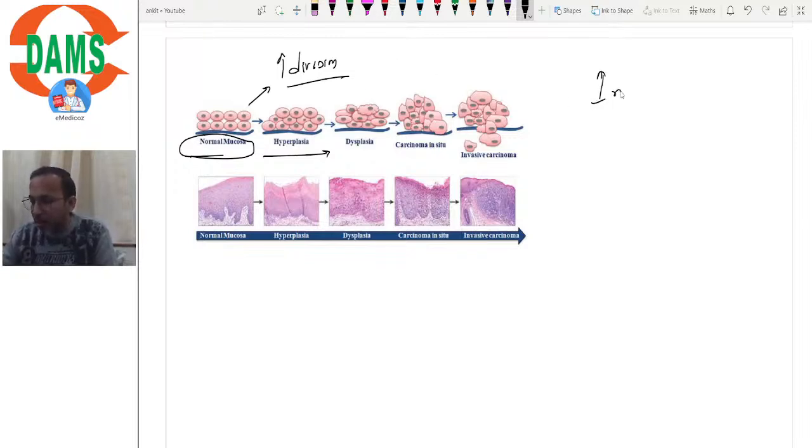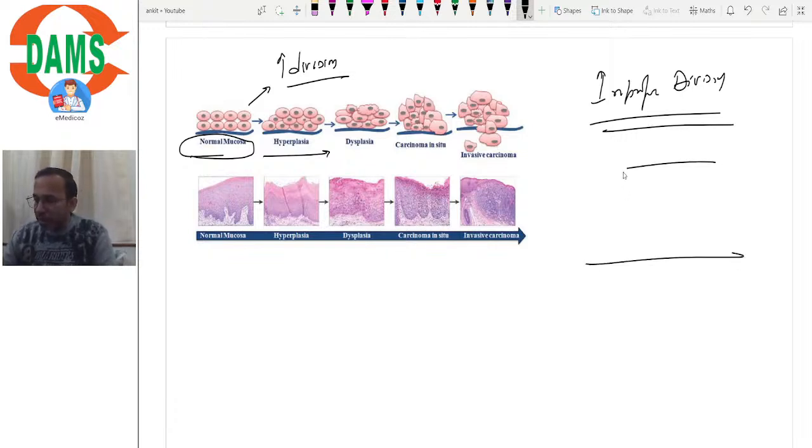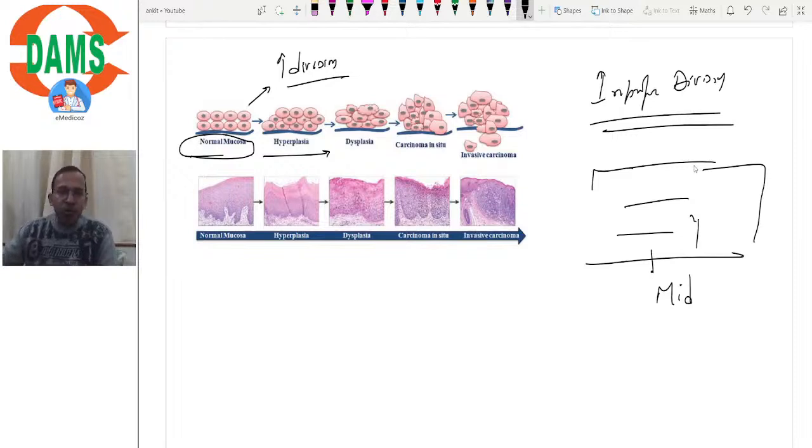Dysplasia is improper division, right? So the epithelial cells might not retain their proper appearance. Then what is carcinoma in situ? Let's say that this is the entire epithelial thickness. So involvement of the basal 1/3 is known as mild dysplasia. If it involves 2/3, then it is moderate. If it involves more than 2/3, it is severe dysplasia. And if the entire epithelium is involved, then it is called carcinoma in situ.